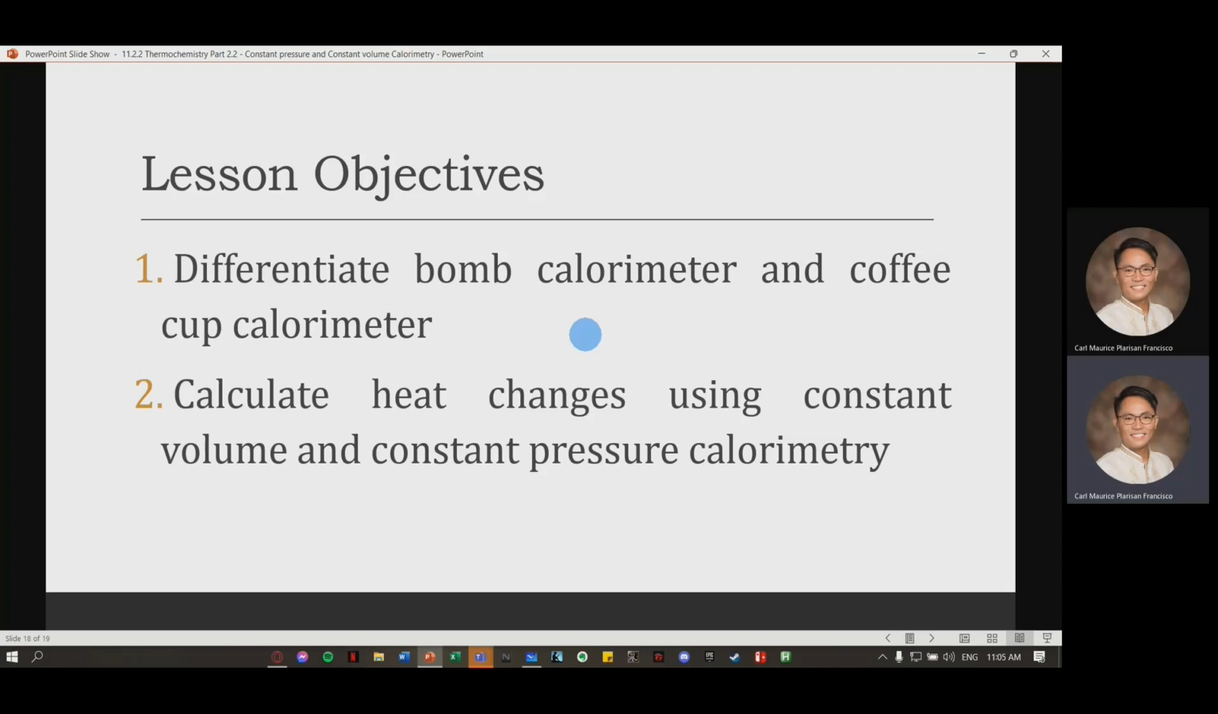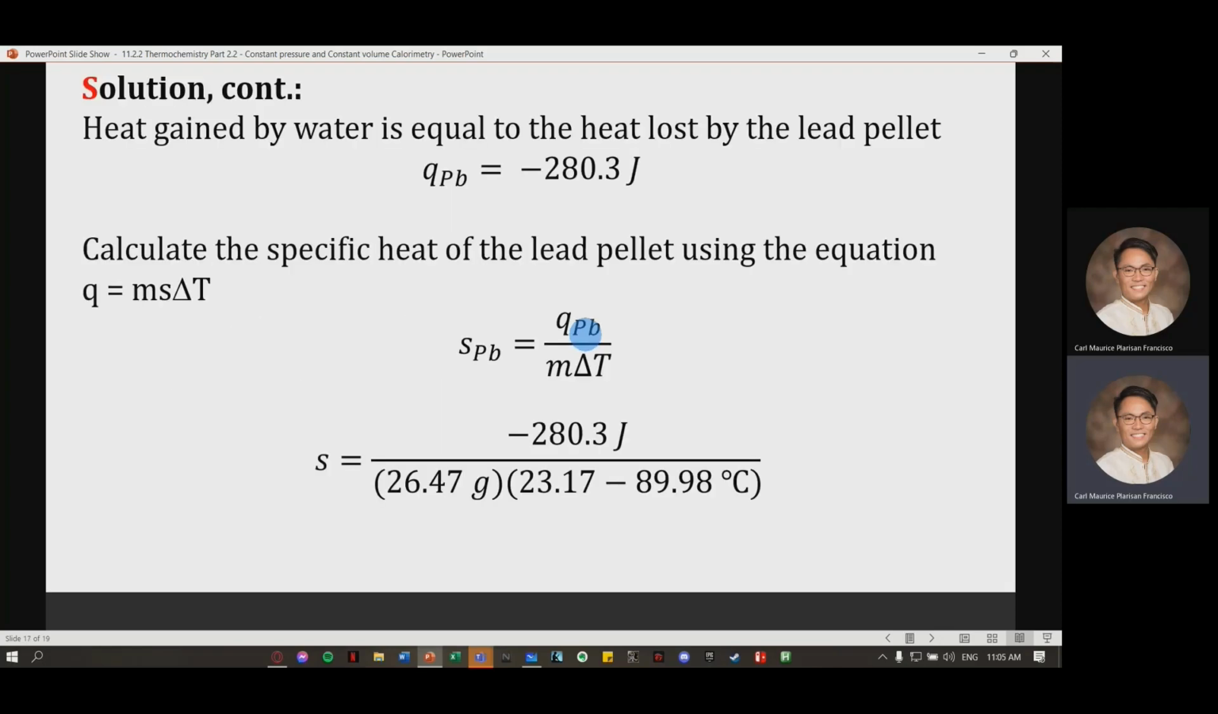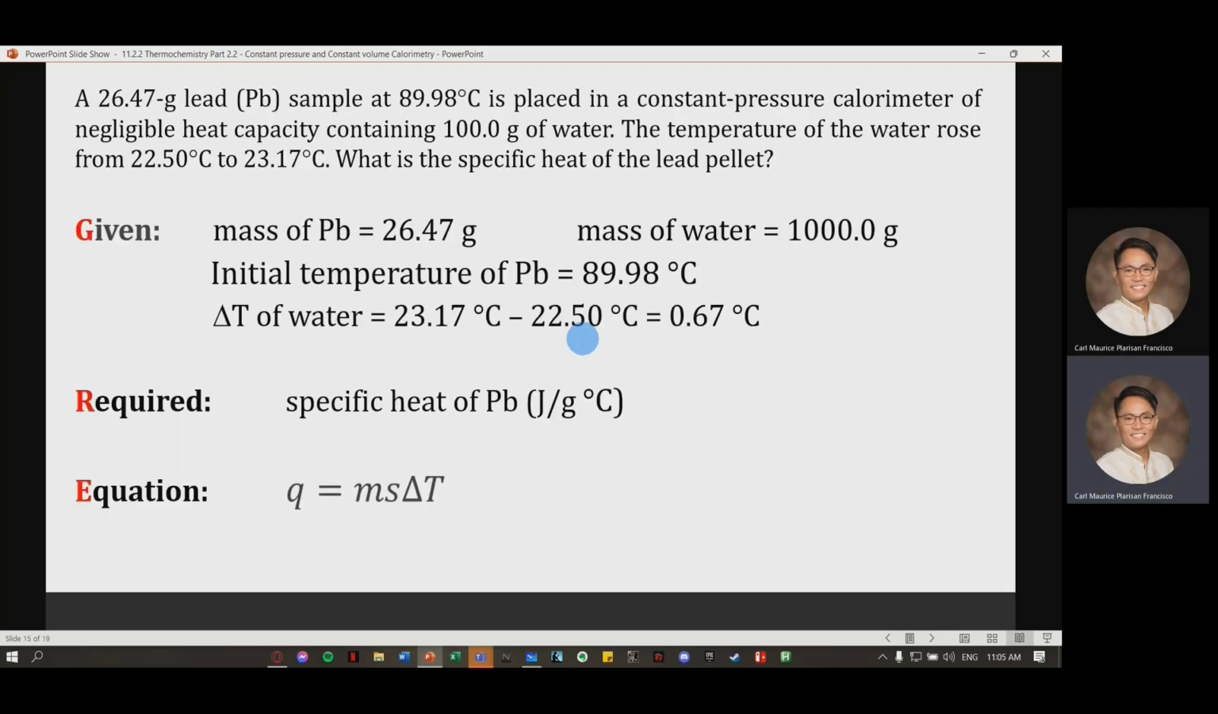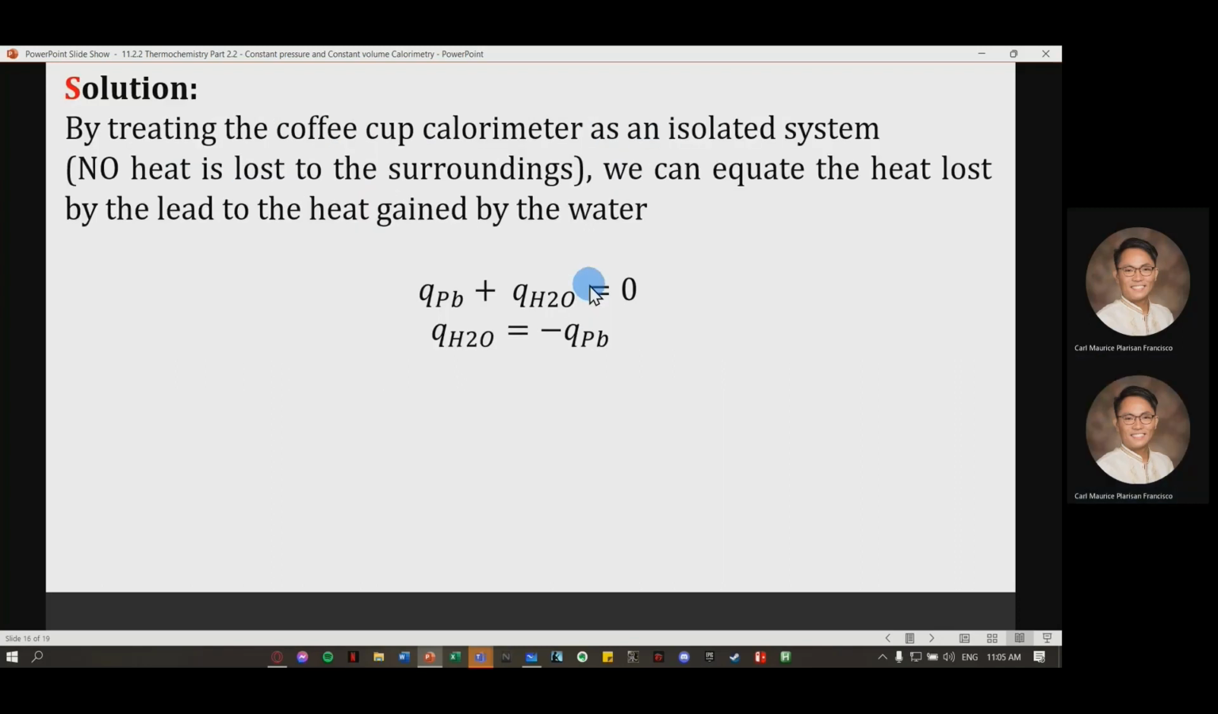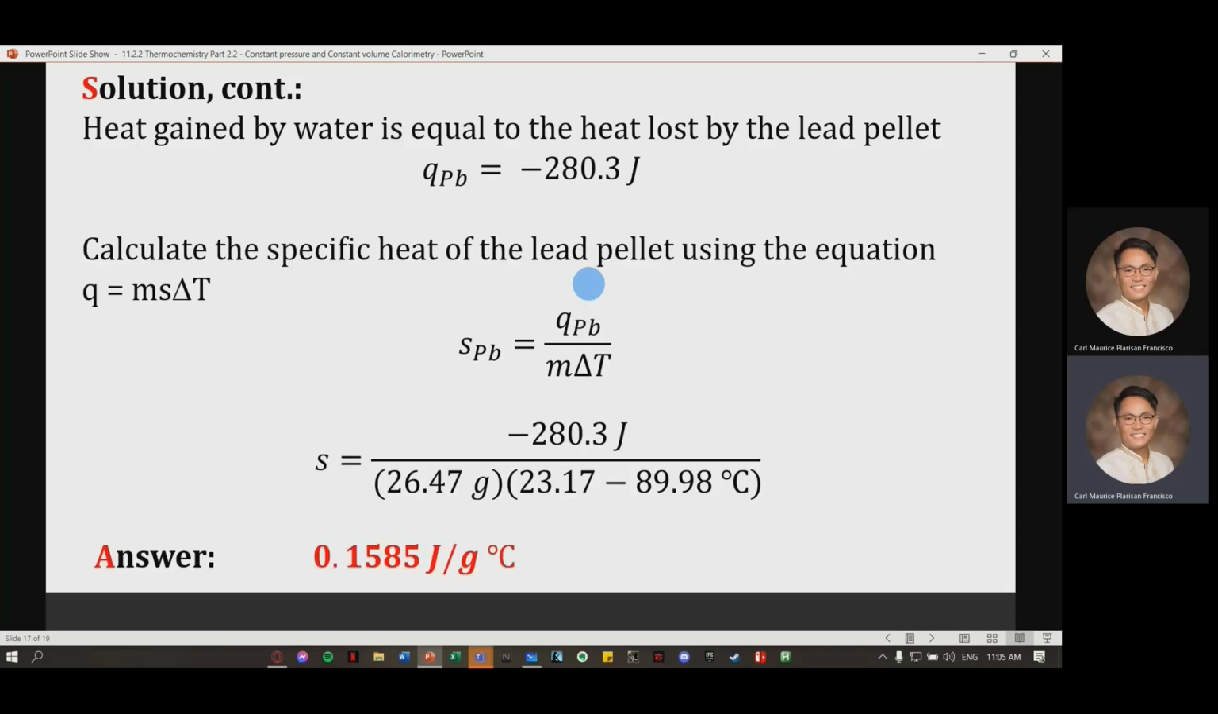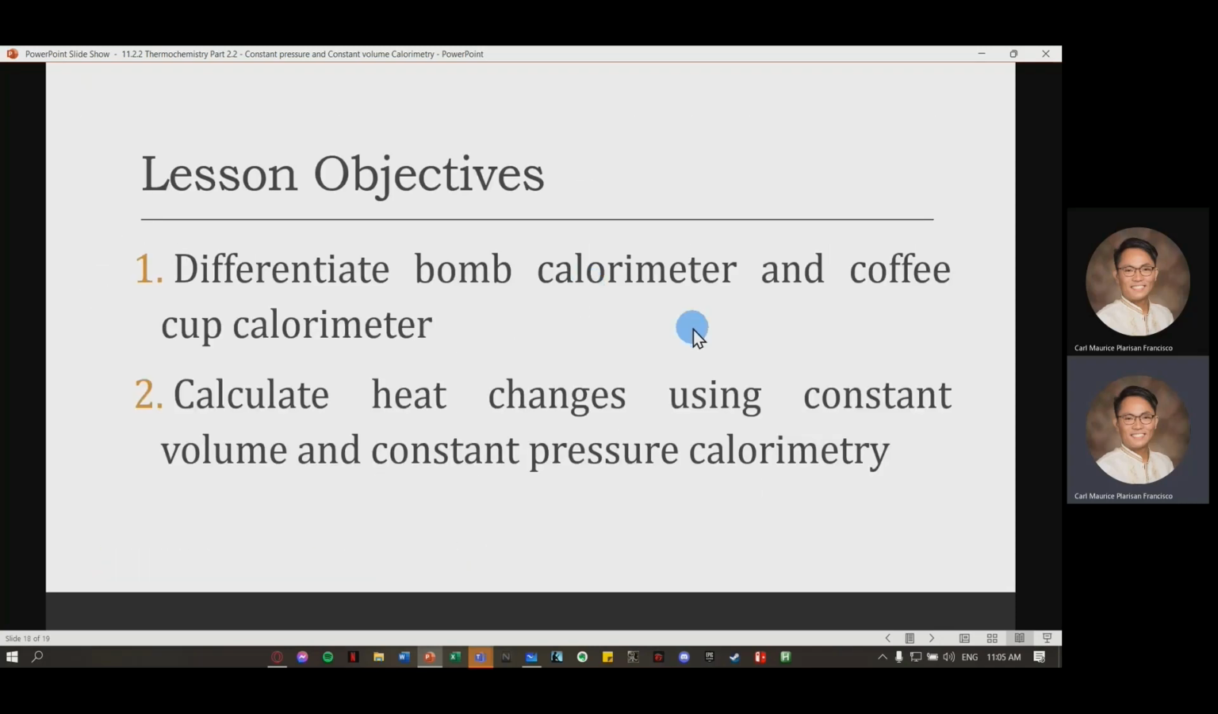Non-combustion reactions, just like this example, are heat of solution, heat of dilution, and acid-base neutralization. Those are for coffee cup calorimeter. And then for number two, calculate heat changes using constant volume and constant pressure calorimetry, which we have also provided and discussed.